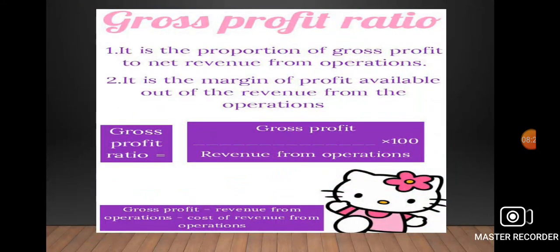The first one, gross profit ratio. It is the proportion of gross profit to net revenue from operations. It is the margin of profit available out of the revenue from the operation. What is the formula of gross profit ratio? Gross profit divided by revenue from operations into 100. So gross profit means revenue from operations minus cost of revenue from operations.